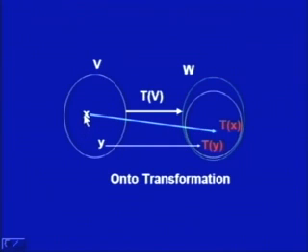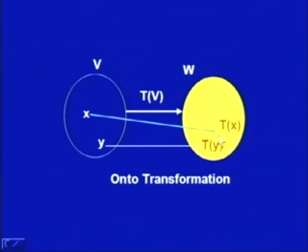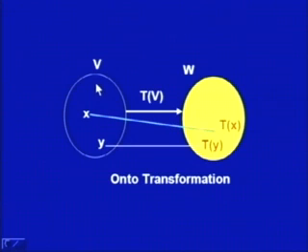Now, in this case we have a vector space V and a vector space W. T is a linear transformation. X maps to this element Tx in W, Y maps to this element Ty in W, and this is the set in which we will have the images to which the elements in V will map. That means, if this set and the set W have become the same, then it becomes an onto transformation. That means, there is no element in W which is not an image. Every element here is the image of some point in V. That is an onto transformation.